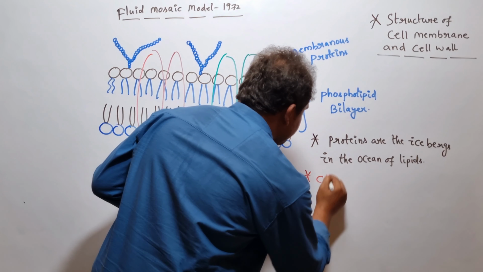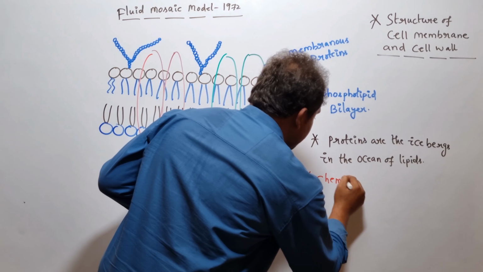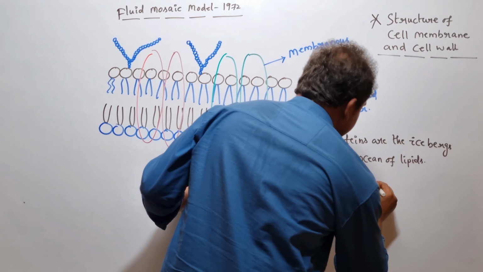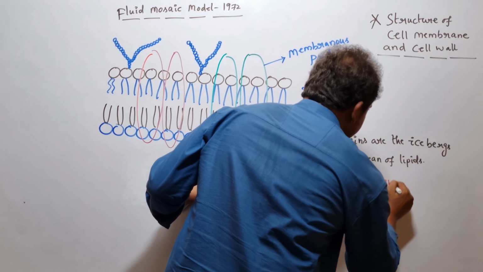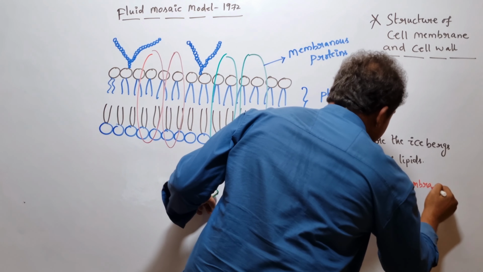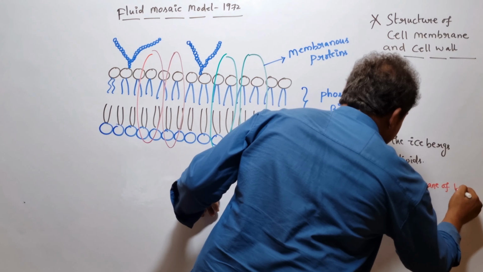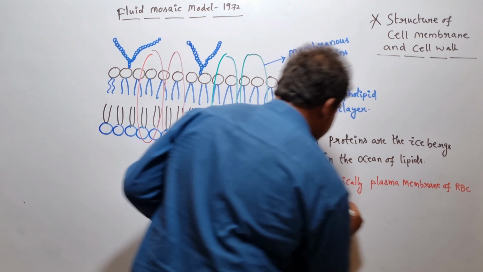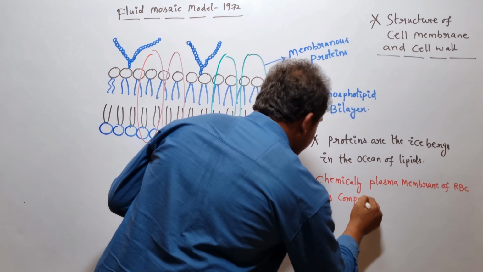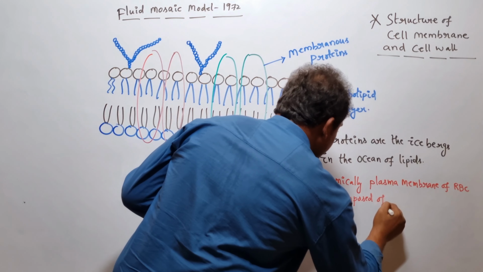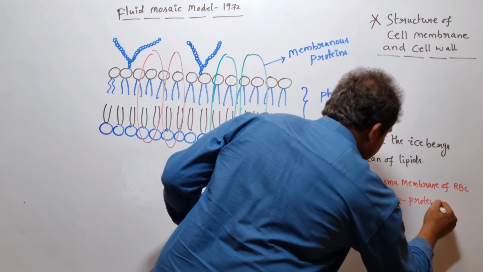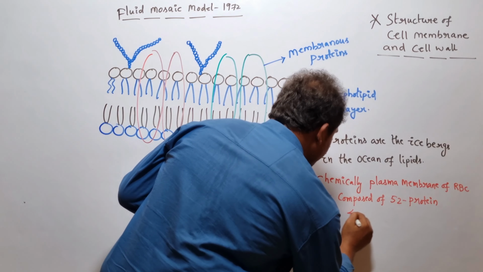chemically composed of... the plasma membrane of RBC is composed of 52% of protein and 40% of lipids.